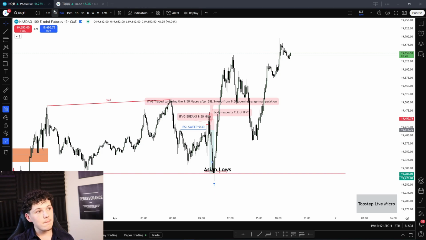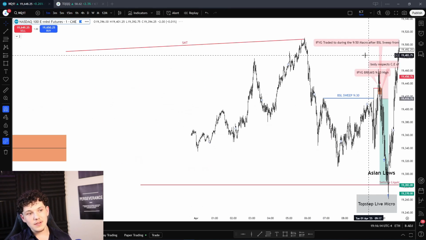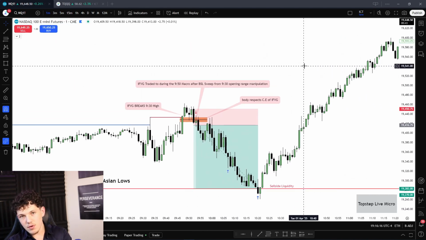It repeats both ways, and you don't need to find every move. You don't need to be right all the time. You just need to find when the manipulation ends. There's so many times price will manipulate, but when you find when it ends, you can find the right setups.